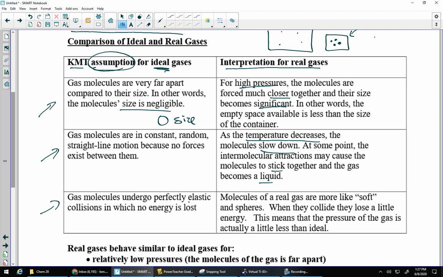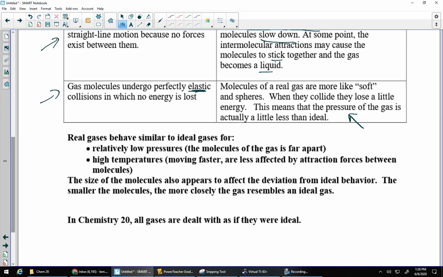Perfectly elastic means, again, no energy is being lost whatsoever, but there's no such thing as a perfectly elastic collision. There's no such thing. So in other words, if they're losing a little bit of energy, they're going to lose a little bit of pressure every single time a collision goes through. Now, the really important thing that I would probably check out is real gases behave the most similar to ideal gases when they're at low pressures and high temperatures. The size of the molecules does also affect the deviation from the behavior. So if you have a really, really large gas molecule, it'll deviate quicker than a really, really small gas molecule. But we assume that they are all ideal, is essentially what we're looking at.